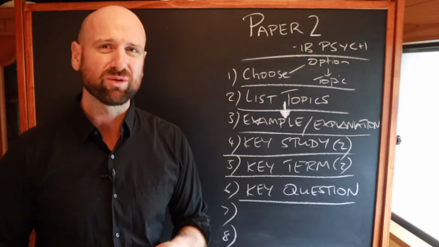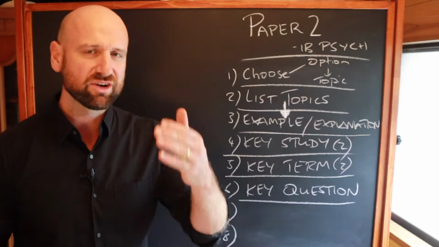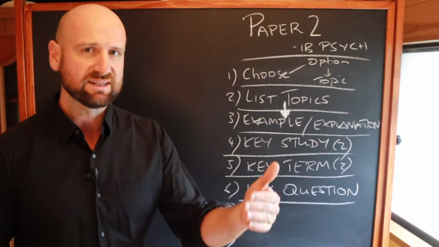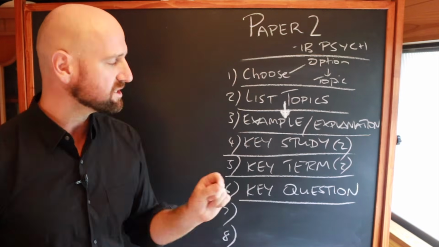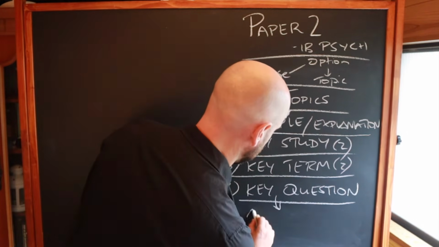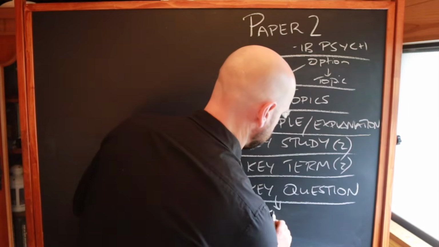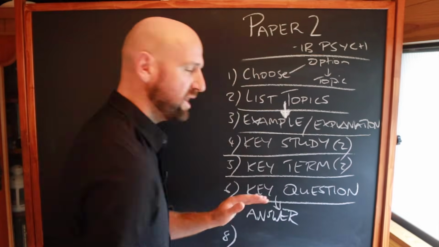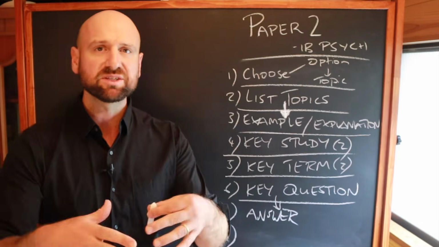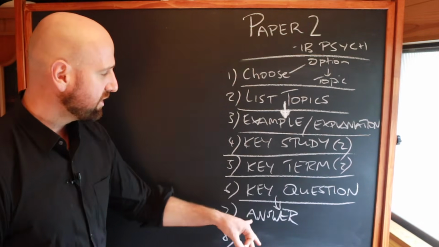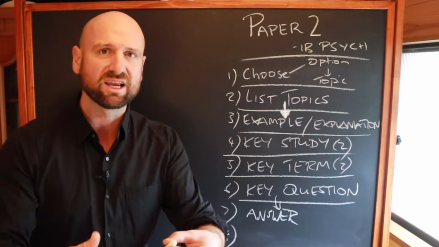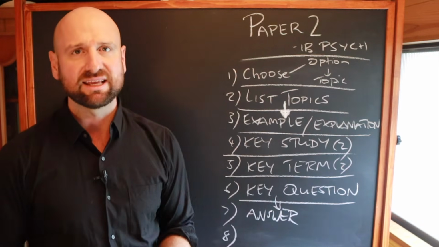Now, why is this important? Well, the key question isn't so important. You're not actually going to write that in your essay. But it's important because it's going to help you come up with a central argument. So the next step is you have to answer your key question, right? How does a biological approach explain one disorder? The answer to that question becomes my central argument. That's going to be my central thesis in an essay that I write.